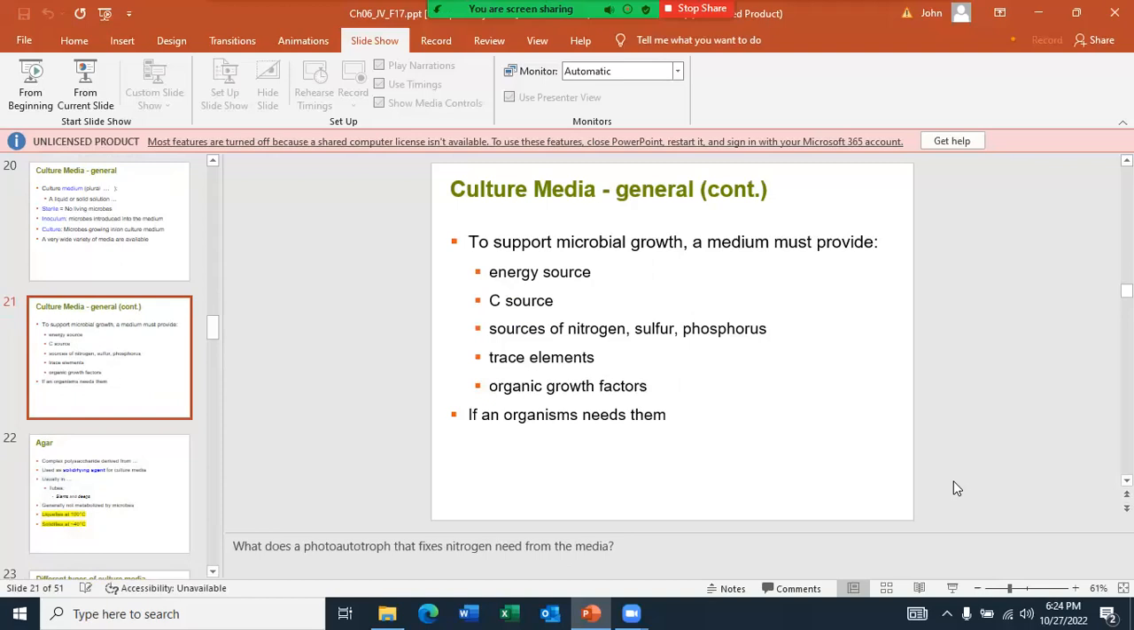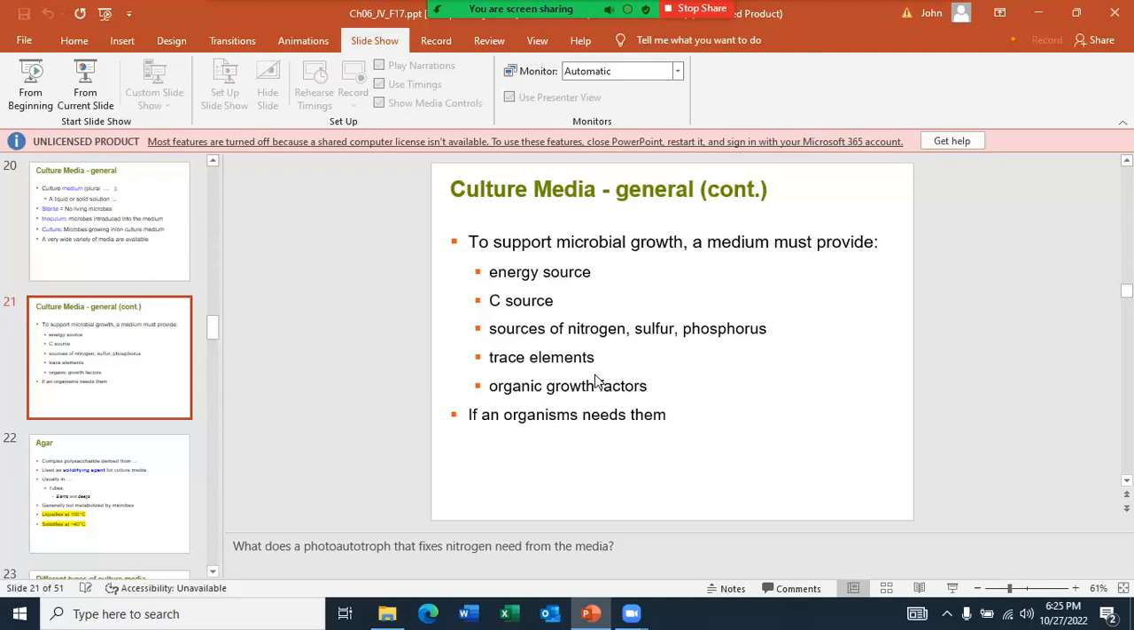The purpose of the general culture media is simply to support microbial growth. A medium must provide an energy source. It must provide a carbon source. And an easy way of doing both of those in one is simply providing glucose. It must provide a source of nitrogen and sulfur and phosphorus. And you could put protein into the media to do that. The media must supply trace elements if the trace element is required by the cell to grow.